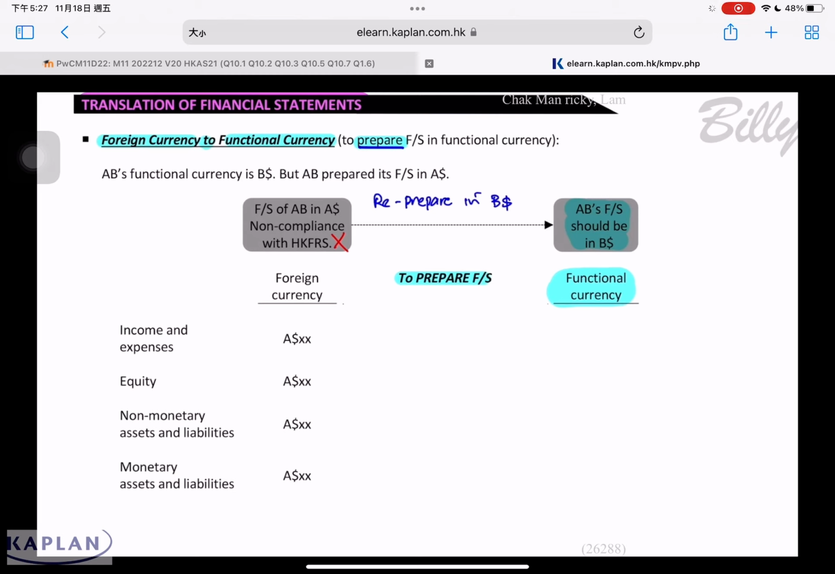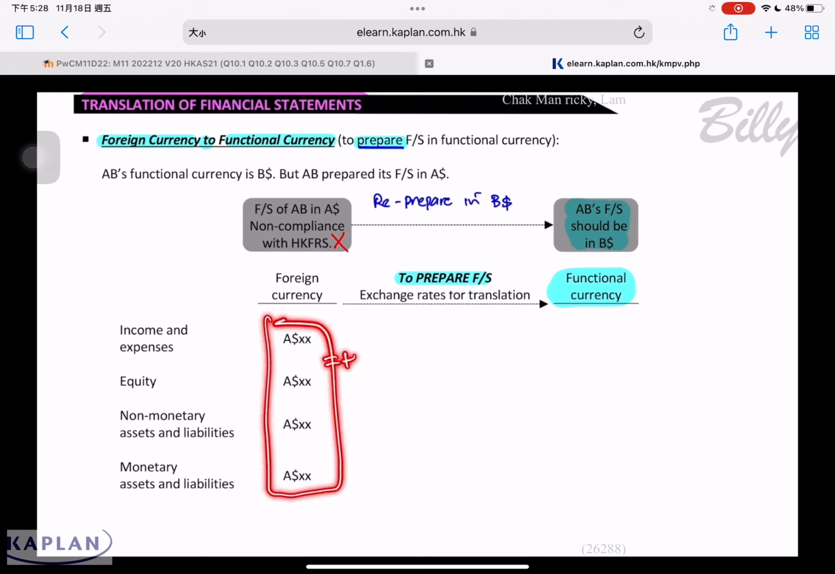This type of translation is tedious. You have to go back and redo the accounts. For a transaction 3 years ago, you must use the exchange rate from 3 years ago. For a transaction 30 days ago, you must use the exchange rate from 30 days ago. Every transaction must be re-recorded. Generally, all these must be re-recorded using the historical rate.